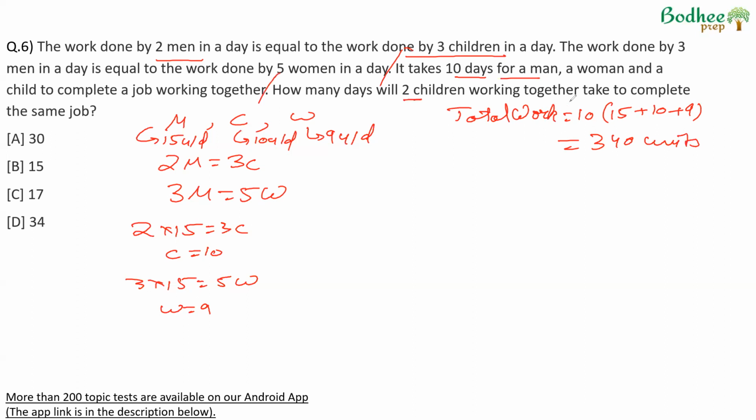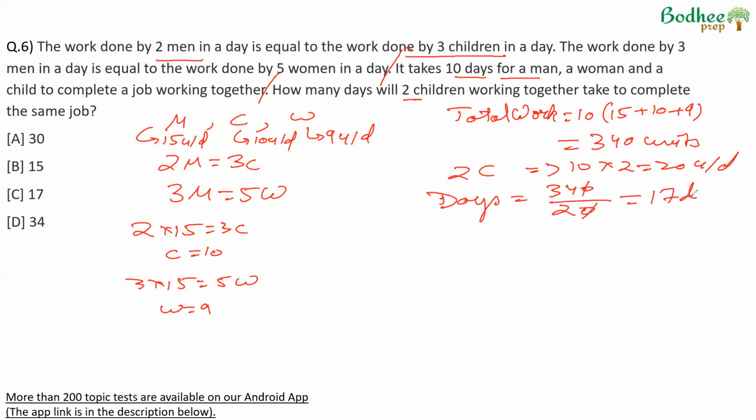How many days will two children working together take to complete the work? Now, two children will do 10 into 2, 20 units per day. They are supposed to finish 340 units of work. Therefore, number of days required will be 340 work to be done at 20 units per day. 17 days becomes the answer, option C.